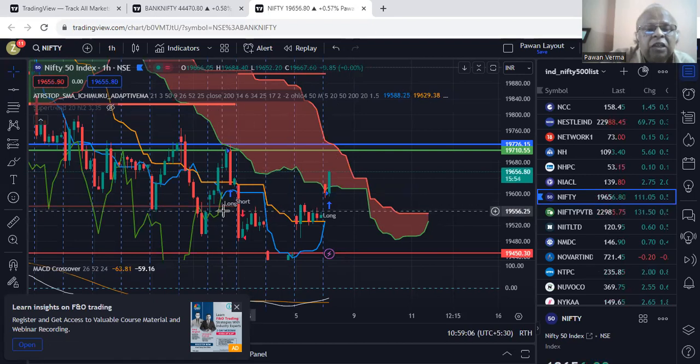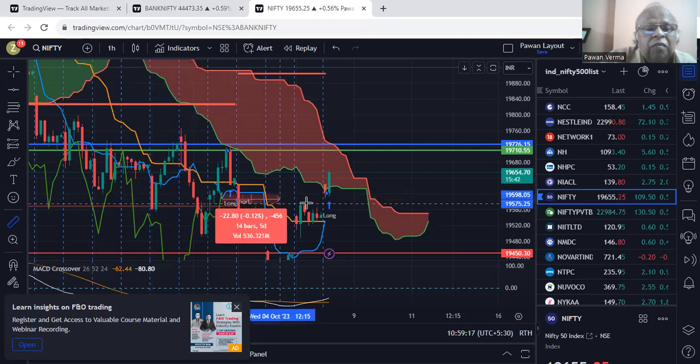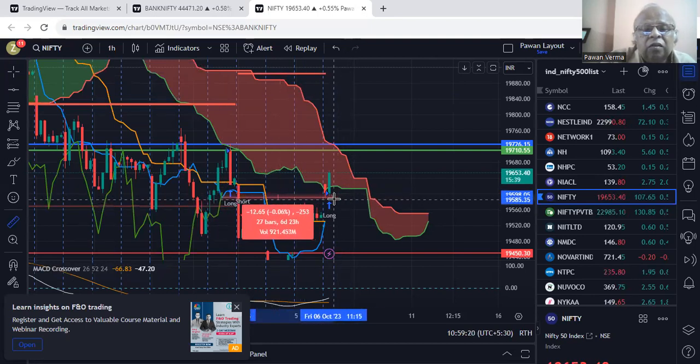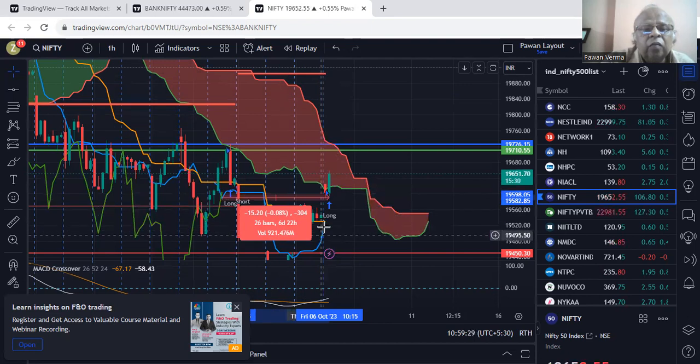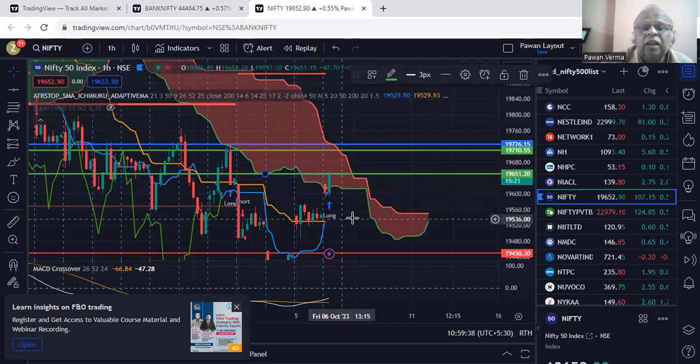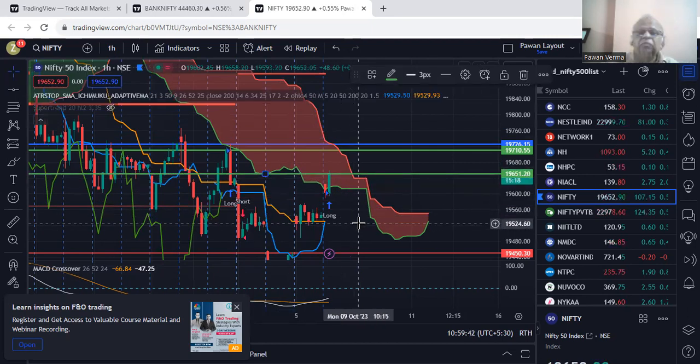The crossover is seen here. From here, if we see 26, then, friends, the close of this particular candle is the entry level. Wait for another 15 minutes for the close. If we see the running candle, then 19,651 is the entry level.